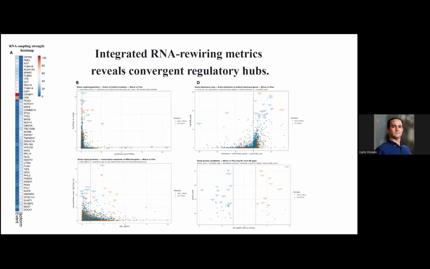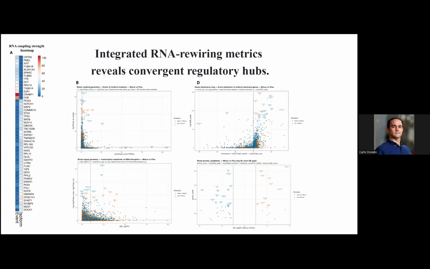So the truth is that results from a single layer can be considered fragile, and we decided to rank genes by combining evidence from gene expression, from splicing events, and isoform changes. So we have a coupling strength heat map to show integration and highlight candidates supported by several metrics.